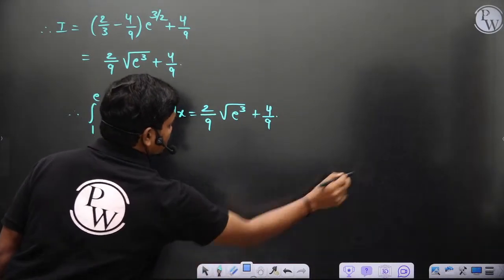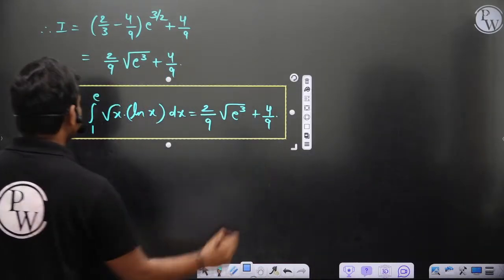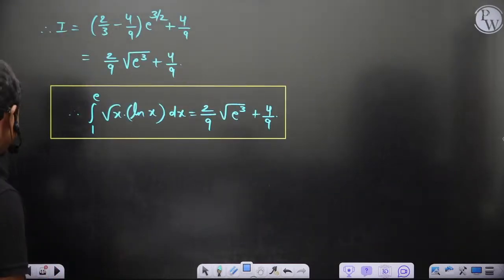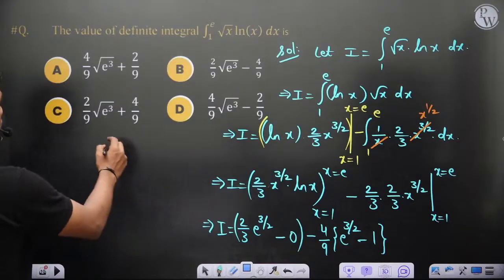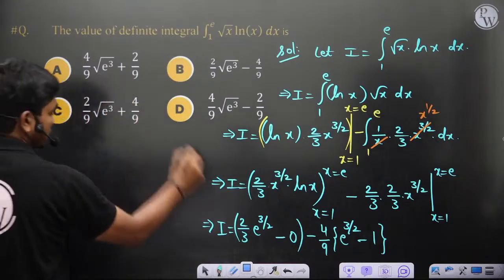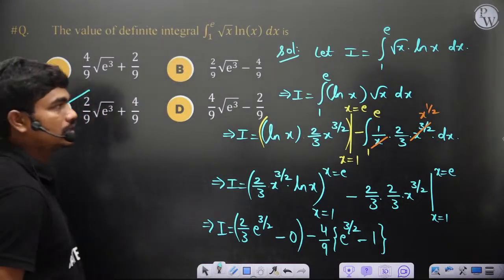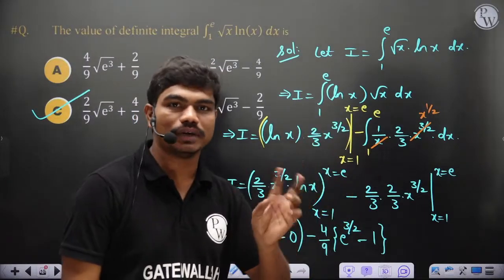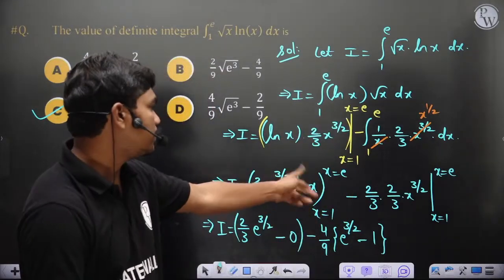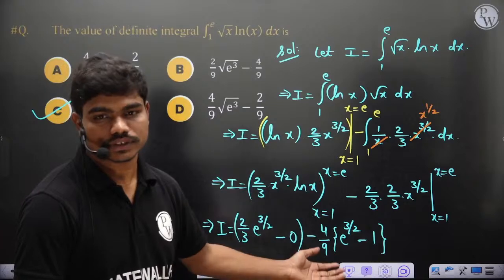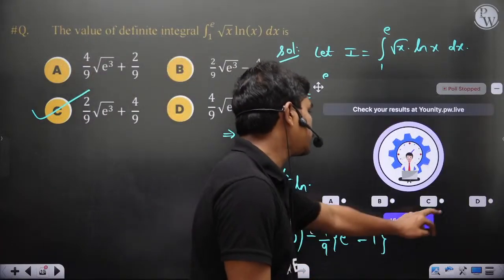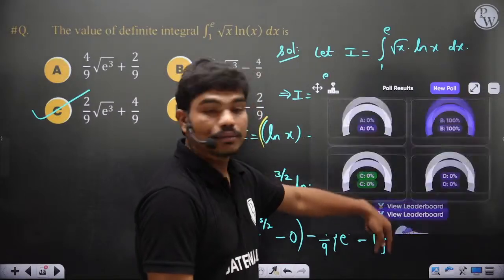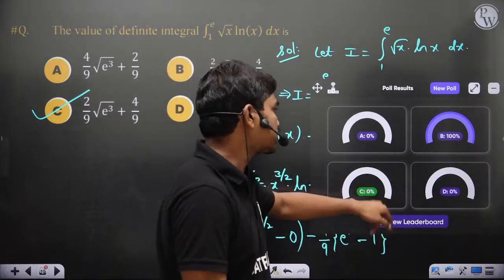So that's the correct answer, and this is the integration. This was given in the option as 2 by 9 root e cube plus 4 by 9, so it should be plus 4 by 9. Option C is the actual correct answer, so C is the correct answer. It's a simple integration by parts, but when people integrate these root x and ln x combinations, they make slight mistakes in one of these steps. That's why this question was given. So C is the actual correct answer. I think by the time you entered, the poll got finished. Sagnika, C is correct, yeah.